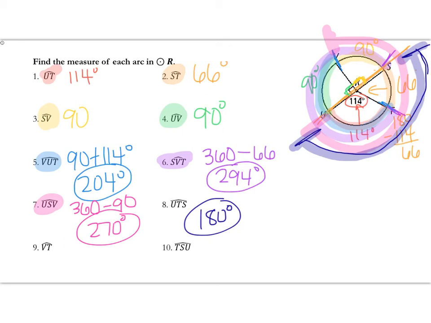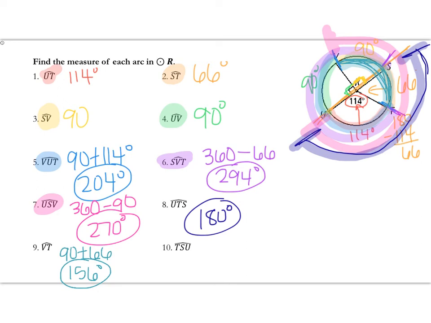3, 2, 1. Alright, so for VT, we are looking at a lot of colors right now. VT is 2 letters, so we're looking at the minor section. We're looking at this little section to get from V to T, which means we're looking at the part that's less than 180. So you're just going to add the 2 minor sections there together. You should have added 90 plus 66, and you should get 156 as your answer for VT.